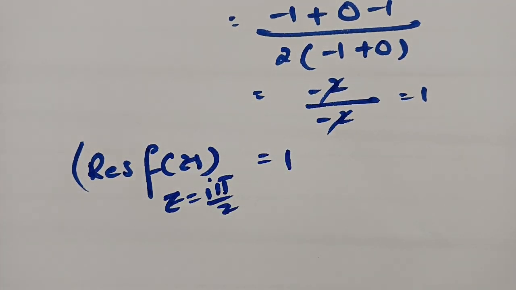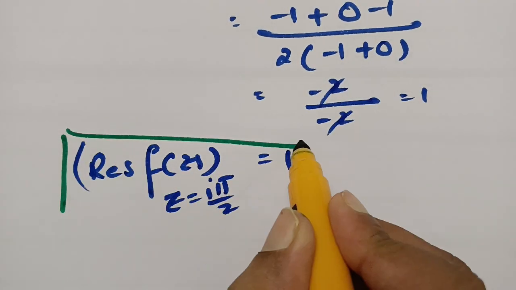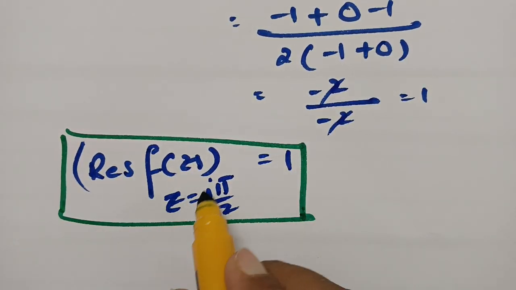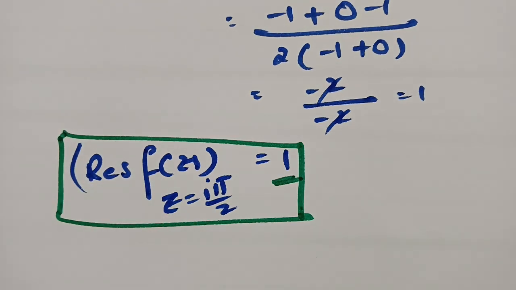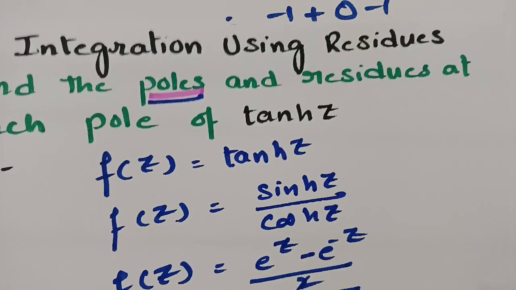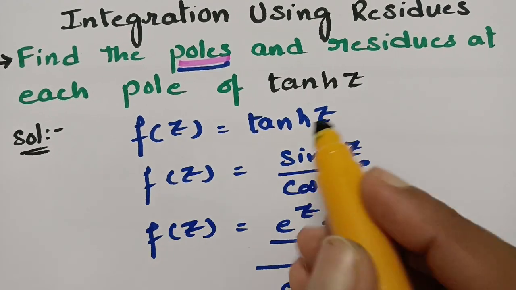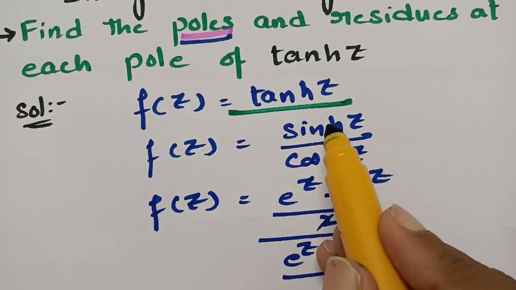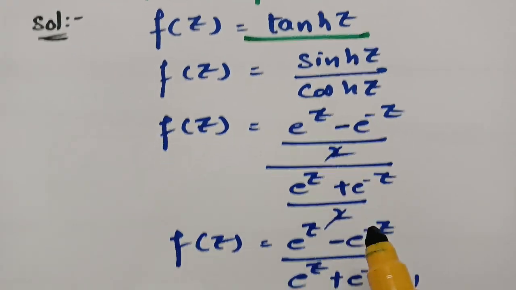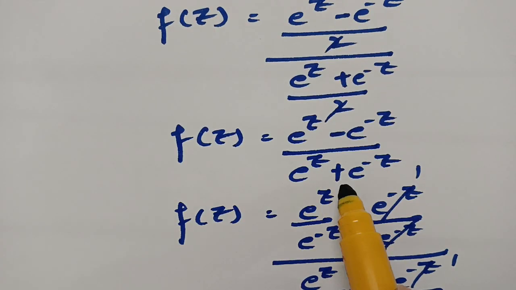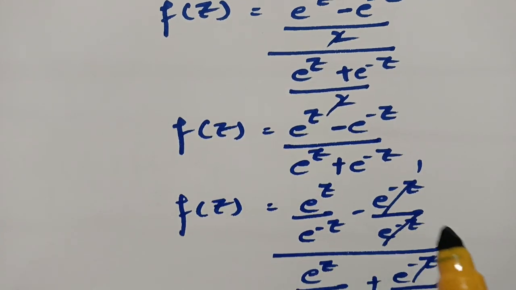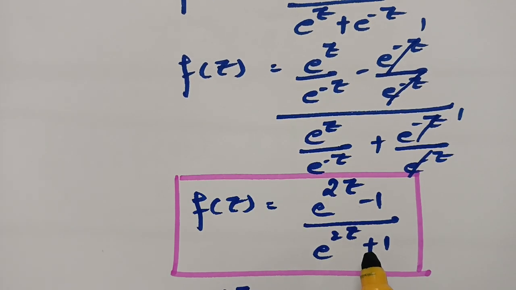So this is how we have to solve. This is the pole z = iπ/2 and this is the residue value. Let me explain once again. Here f(z) is equal to tanh z. This can be written as sinh by cosh. In the exponential form, (e^z − e^(−z))/(e^z + e^(−z)). After cancelling and simplifying, we got f(z) as this one.